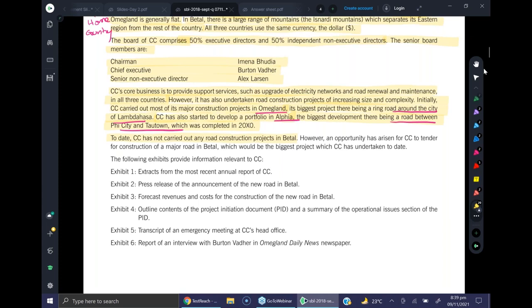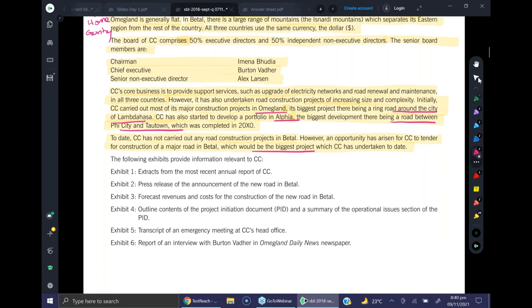However, an opportunity has arisen for CC to tender for construction of a major road in Beetle, which would be the biggest project which CC has undertaken to date. So they have a project coming up in Beetle, which is going to be the biggest project till date. So one of the questions, actually a couple of parts of one requirement are around this particular project. Actually more than one requirement, but let's find out.